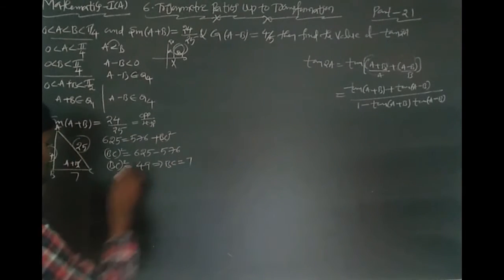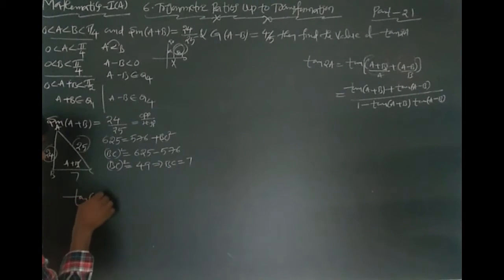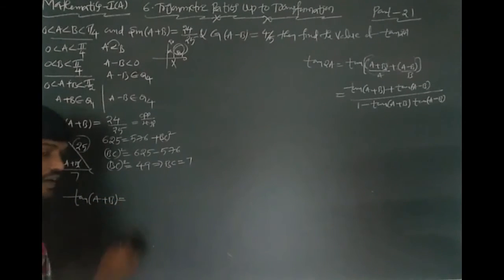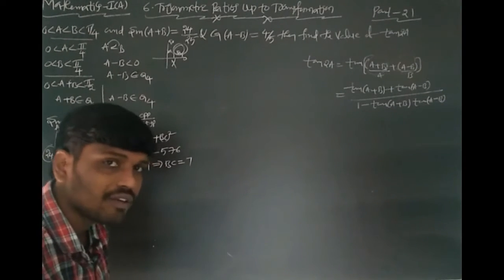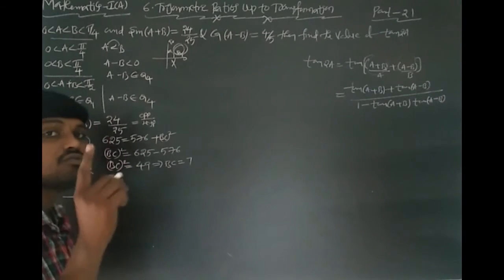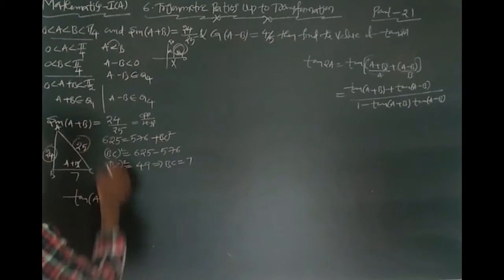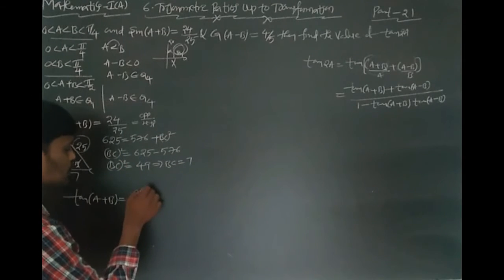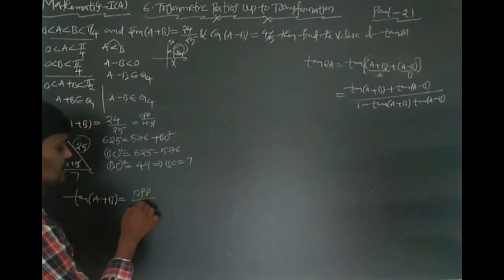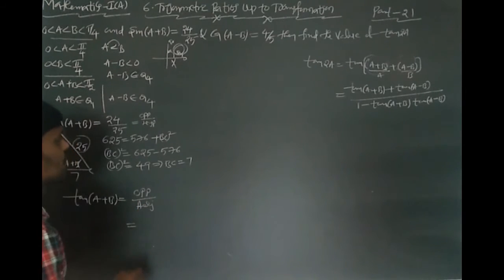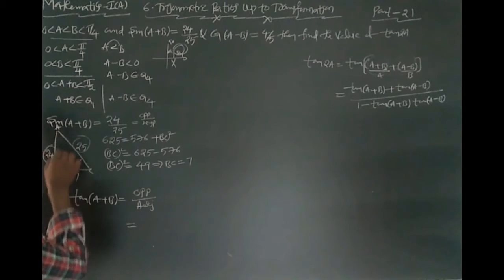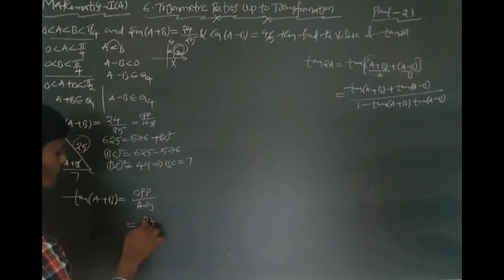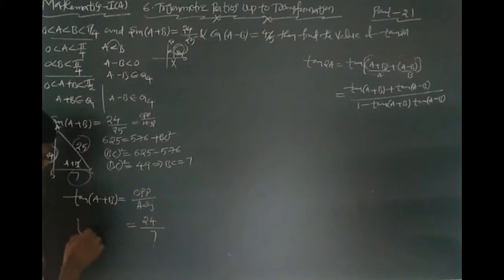Now you can find the value of tan of a plus b. Before finding it, a plus b lies in which quadrant? A plus b lies in the first quadrant, and in the first quadrant tan is positive. Tan is opposite by adjacent. Opposite is 24, adjacent is 7, so this is the value of tan of a plus b. Tan of a plus b is completed.